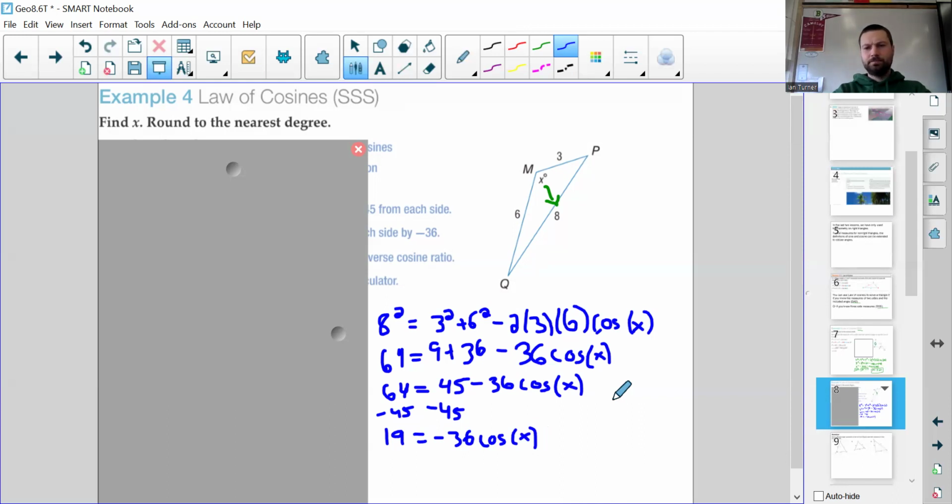So what do we do now? Houston, what do you got? We divide? Yeah, we divide by negative 36. Houston got that one. Good job. Okay, so we divide by negative 36 and we get 19 divided by negative 36, because these are being multiplied, so we've got to undo the multiplication, equals cosine of x.